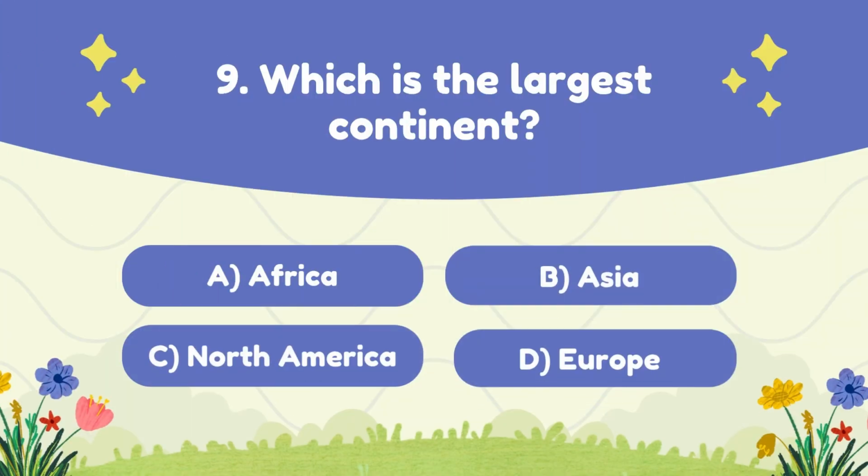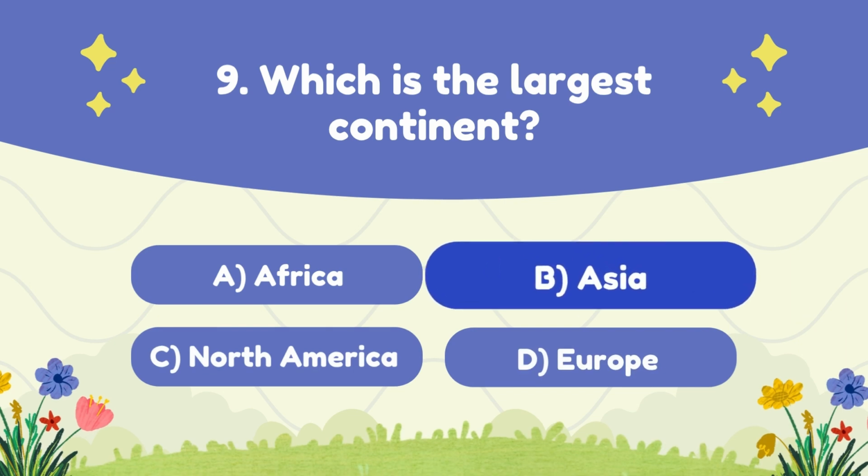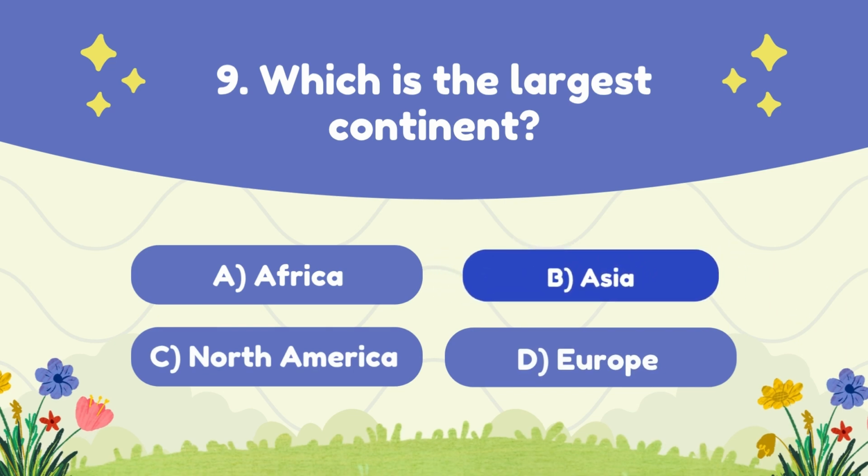Which is the largest continent? A. Africa. B. Asia. C. North America. D. Europe. The answer is Asia. It covers about 30% of Earth's total land area.